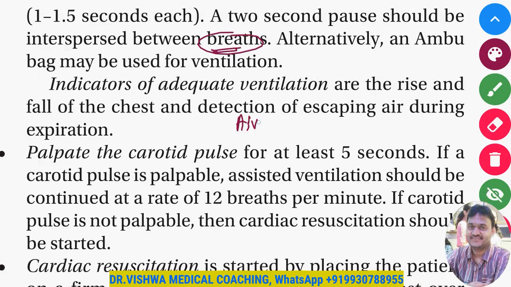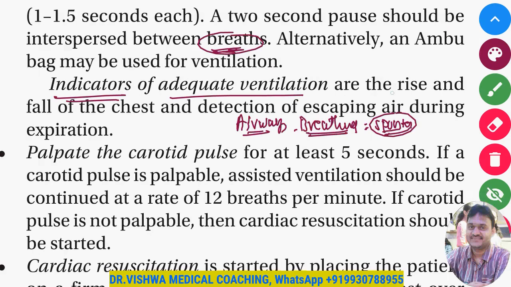So we cleared the airway by positioning the patient. Then we started breathing, assisted ventilation. We do this if spontaneous breathing is not there. We closed the patient's nose and gave mouth to mouth respiration and ambu bag respiration. What are the indications of adequate ventilation? Rise and fall of the chest is detected. When you give mouth-to-mouth respiration, the rise and fall of the chest should be seen.